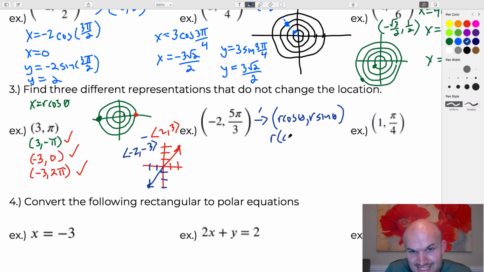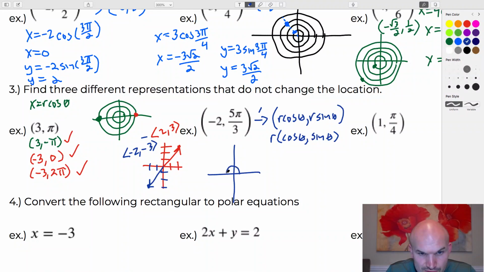So r is a scalar. It's really cosine of theta, sine of theta. Forget about the r for a second. Let's just graph where the angle is on the unit circle. Let's pretend r is 1. So if I'm going to graph this, 5 pi over 3, that's going to be in the 3rd quadrant, on the unit circle. Let's make it even bigger. So 5 pi over 3 is going to be right here.